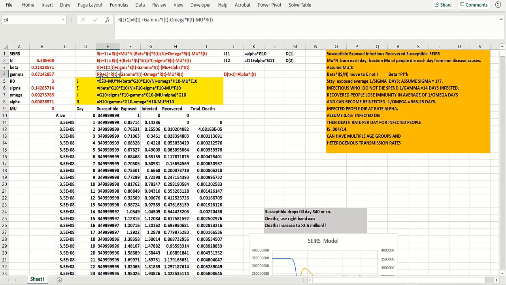Now the recovered people at day t plus 1 are the recovered from the previous day, okay, then you'll add a fraction. In our case, we'll assume 1/14 of the infected people. Again, we put in R0 equals 3, and R0 equals 3 lets you figure out what your beta is. Gamma times R0.